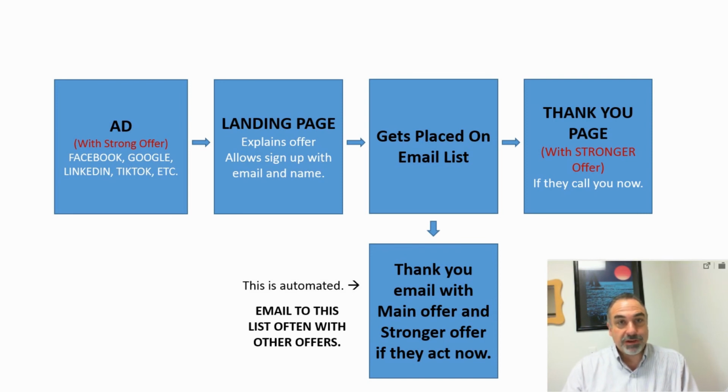All right. So you've got an ad, you send them to a landing page, they get placed on an email list. At the same time, they get an email with the offer and the stronger offer, and at the exact same time, they get pushed to a thank you page that has a whopping great offer that they can't say no to. You know, in the mob, I think they say an offer they can't refuse, right? I don't know, I'm not in the mob, but I've heard some things. Okay, so that's it. Pretty easy, huh?